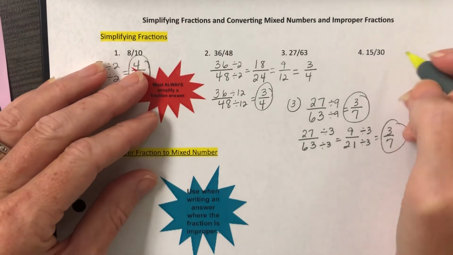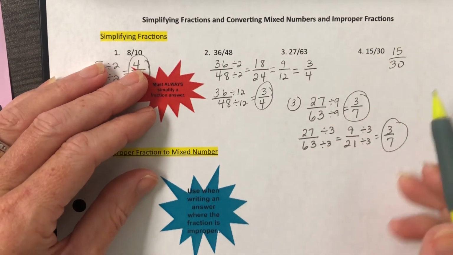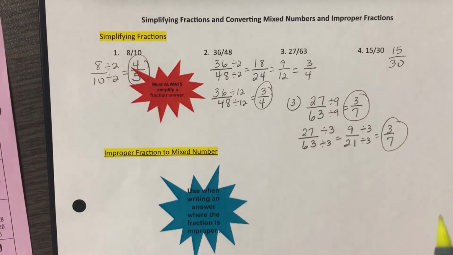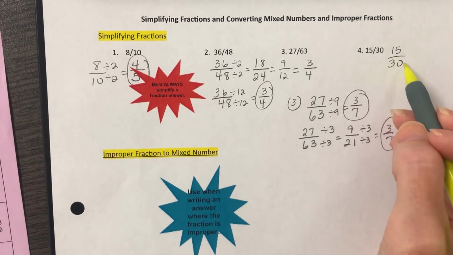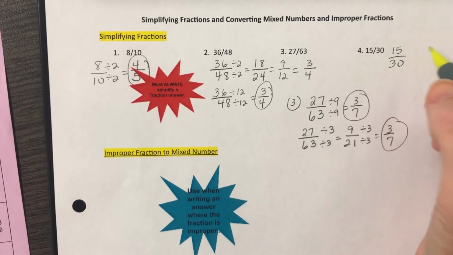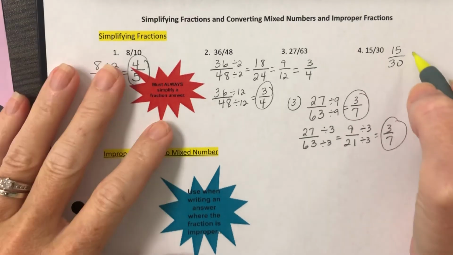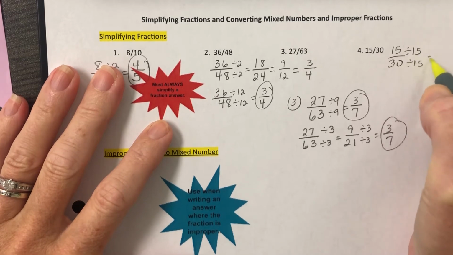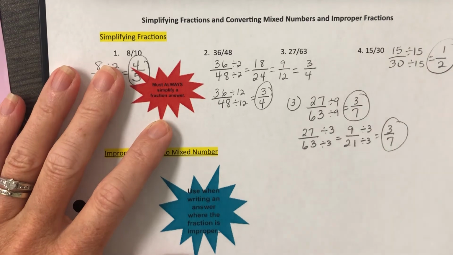Okay, number 4, 15/30. You might notice that 15 is half of 30, so that's going to simplify to a half. You might also know that if a number ends in a 5 or a 0, you can always divide by 5. So either way, when you look at your purple sheet, they have a greatest common factor of 15. 15 divided by 15 is 1, and 30 divided by 15 is 2, so we get 1/2.